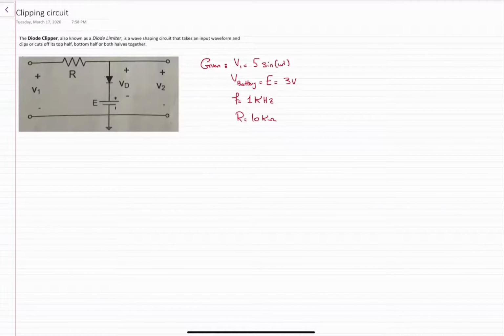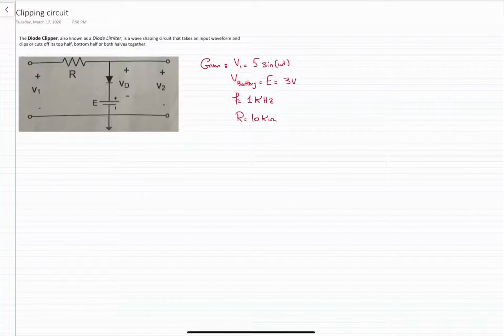Hello everybody, today I will be explaining the clipping circuit. The clipping circuit is a circuit that takes an input waveform and clips or cuts off its top half, bottom half or both halves together. This circuit will take the input, for example a sine wave, and it will clip it from the top or from the bottom or from both sides and will show it as an output.